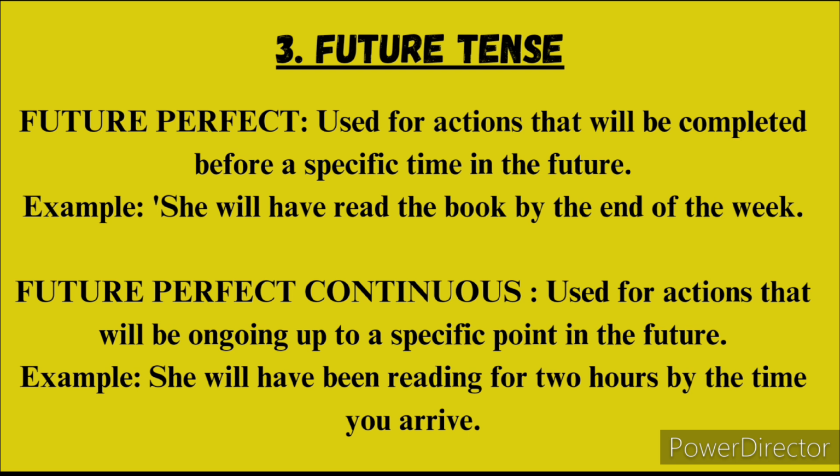Future perfect, used for actions that will be completed before a specific time in the future. For example, she will have read the book by the end of the week. Future perfect continuous, used for actions that will be ongoing up to a specific point in the future. For example, she will have been reading for 2 hours by the time you arrive.